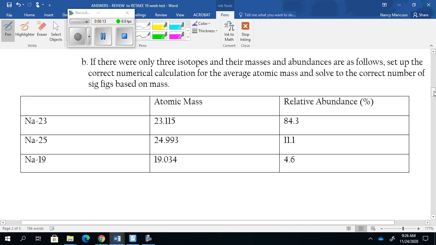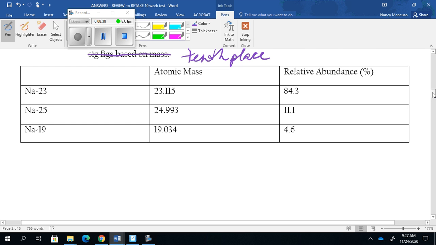If there were only 3 isotopes and their masses and abundances are as follows, set up the correct numerical calculation for the average atomic mass and solve to the correct number of sig figs. Okay, we haven't done sig figs yet, so I'm going to have you cross that out. And I'm going to have you do this to the 10th place. Sig figs is something that we will be doing soon. All right, so I want to set this up. I am going to multiply always the mass times the abundance. So I'm going to multiply these together.